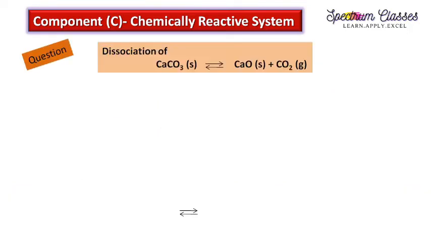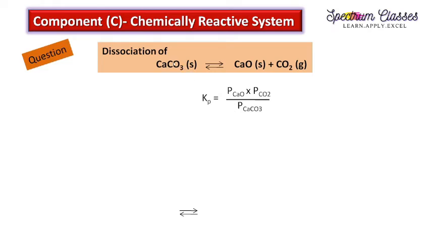Now coming to the next example: dissociation of calcium carbonate solid into calcium oxide solid plus carbon dioxide gas. The number of species is 3. Now coming to the number of phases: here there are 2 solids and 1 gas. These 2 solids are different, so they comprise 2 different phases in this system. It is a 3-phase system, 2 solids and 1 gas phase. Now coming to the number of components: how many components are required to describe all 3 phases of this system?